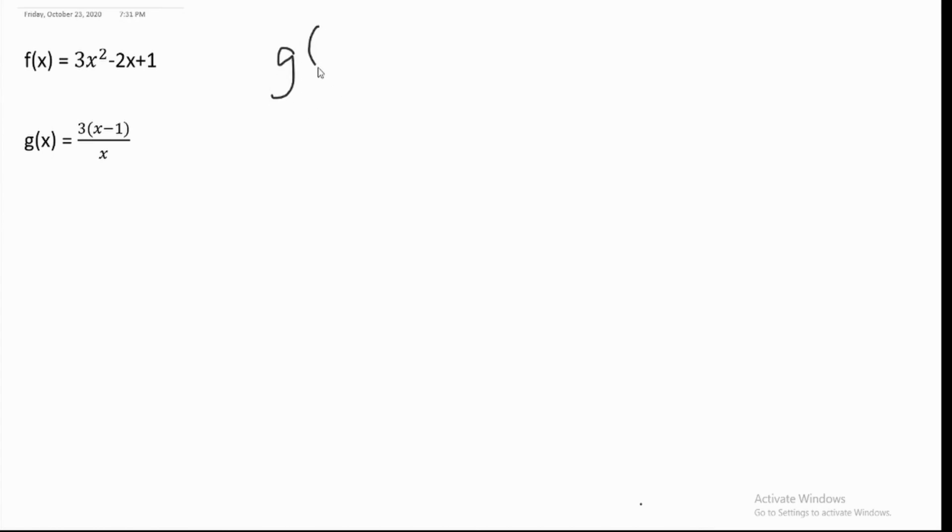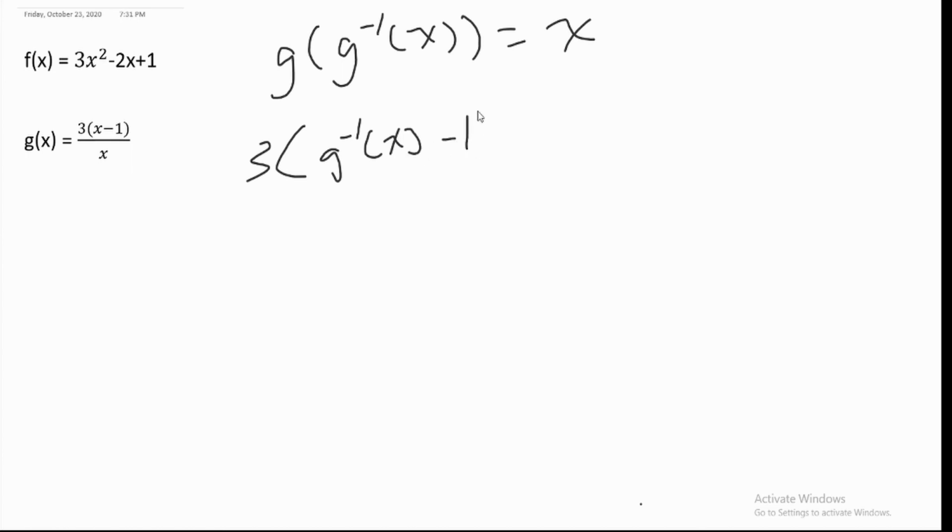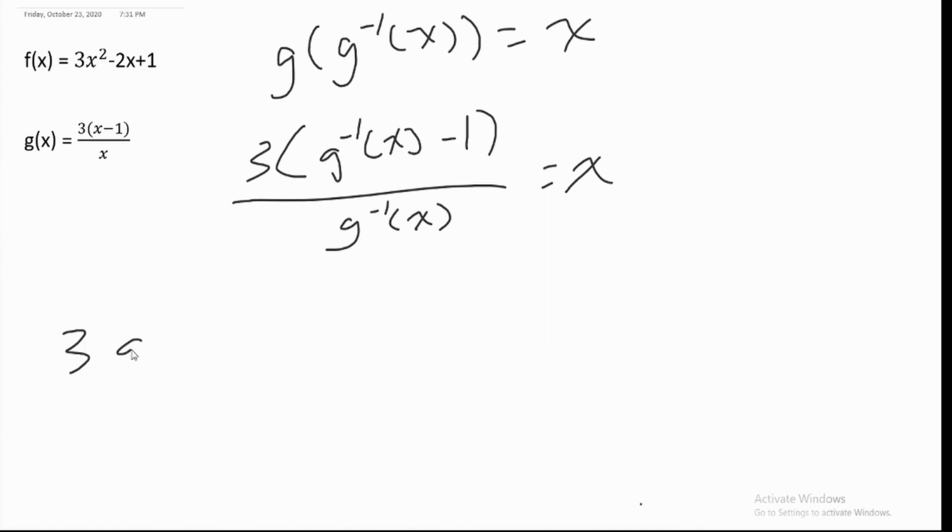So same thing, we have g of inverse of g of x equals x, right? Now let's plug in g of x for everywhere we see x. g of inverse of x minus 1, g of negative 1 of x equals x. Clearly, we're going to have to cross multiply, right? 3g negative 1 of x minus 3 equals g inverse of x times x.